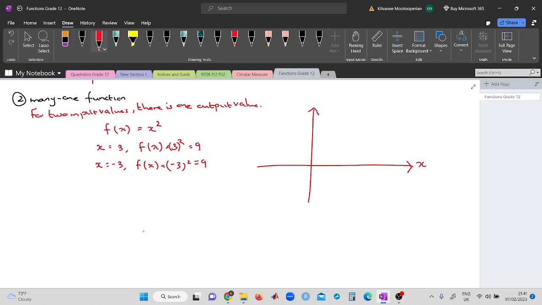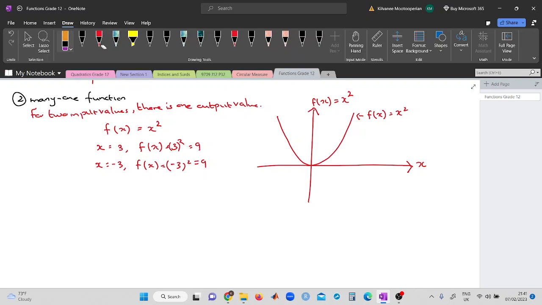Here, f of x is equal to x squared. My graph of f of x, the graph of x squared, is a U shape. Okay, this is my f of x equals x squared. If I take a line, I put it there.